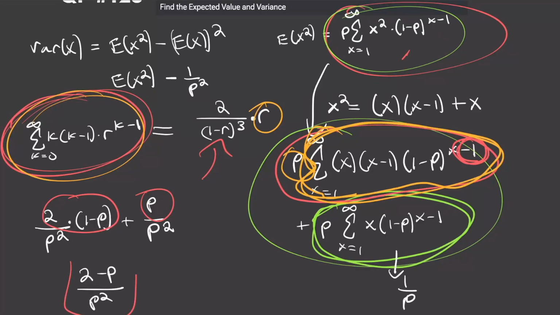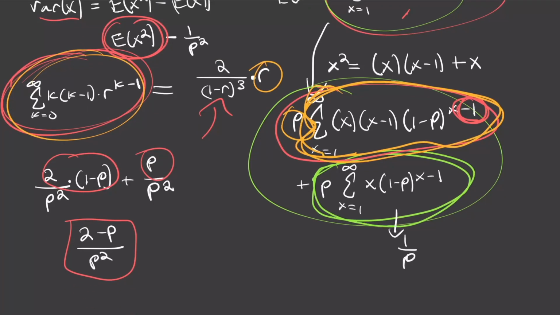Okay, so this right here is the second moment of x, the expected value of x squared. Now to get the variance, we just still need to subtract off this 1 over p squared term. So when I do that, it's going to be pretty simple. I'm going to do (2 minus p) on p squared minus 1 on p squared. It's going to equal (1 minus p) on p squared, which is going to be our variance.